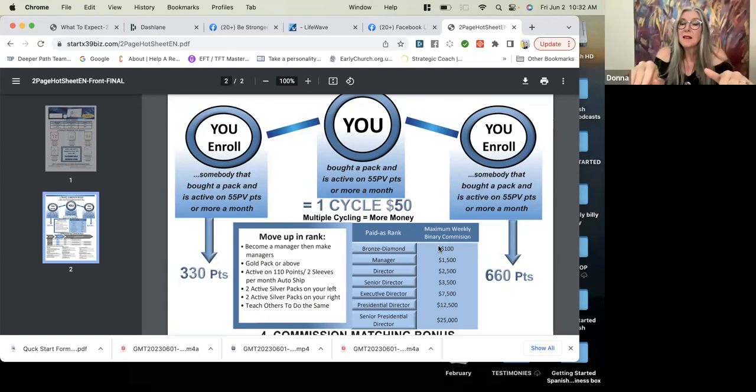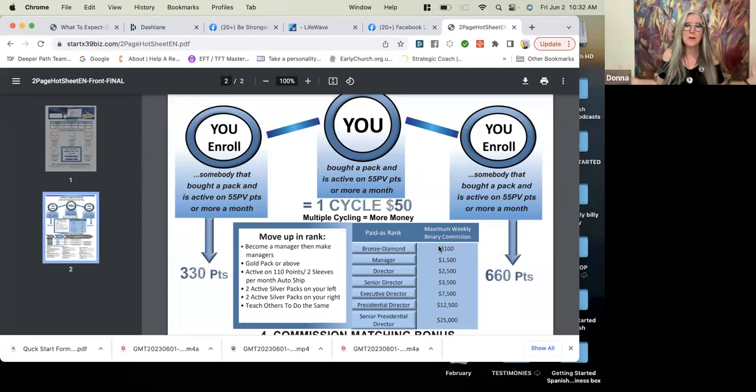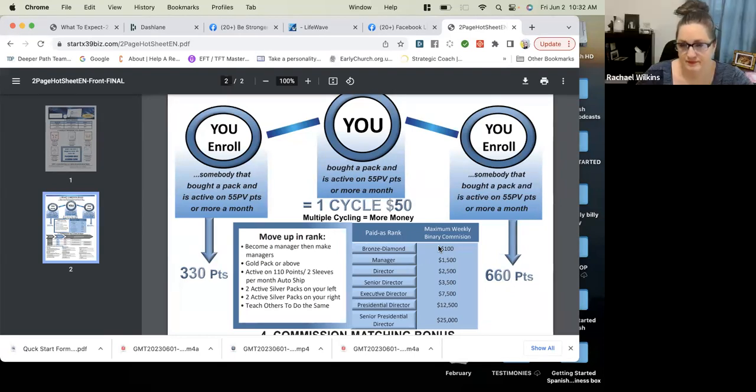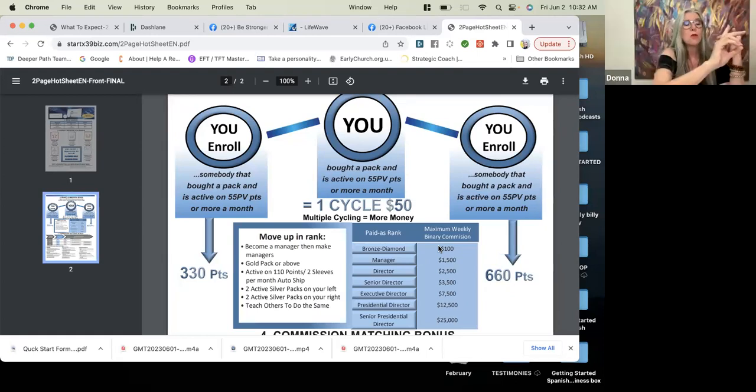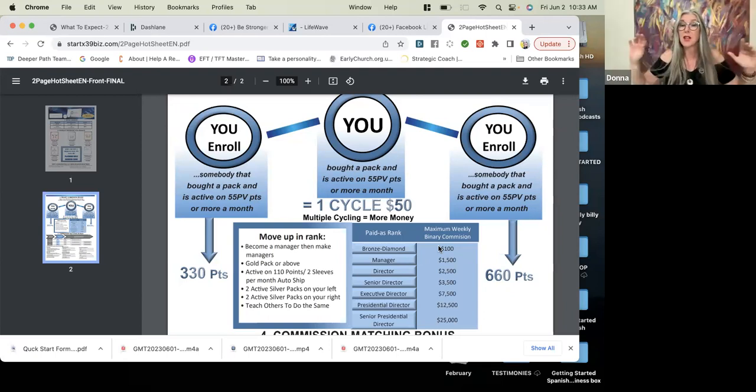Now, that doesn't mean that you enrolled all those people. Remember, it's all the monthly shipments coming up the tree, right? So Susie Q, you enrolled Susie Q. Susie Q enrolled John. John enrolled Sally. And so on and so on. All those points are coming up this side and this side. You get all those points. And as long as you are a manager or more, you get the bonus money from all those points.